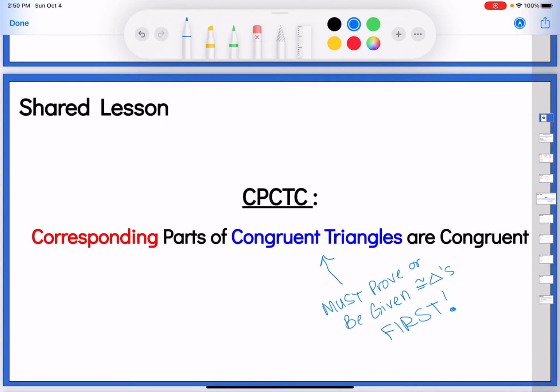Now you'll notice that we don't have an if-then form for this. And that's why it's tricky to make sure that you have what you need before you use this. And that's why I put those words in blue there. You must prove or be given that you have congruent triangles before you can use this idea of CPCTC. But there is no if-then form, so that's kind of nice.